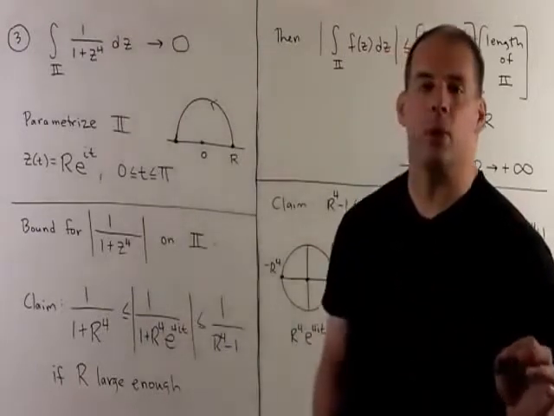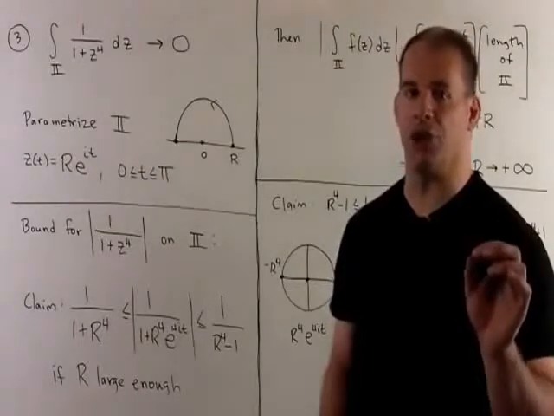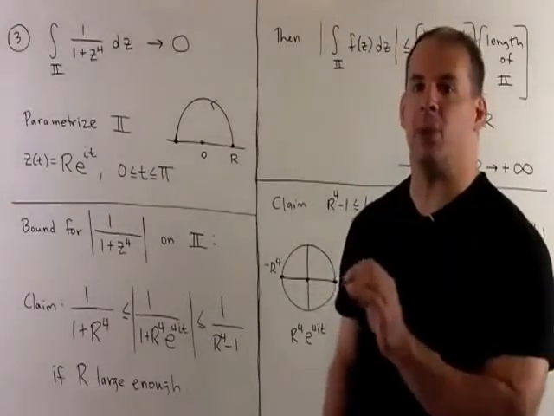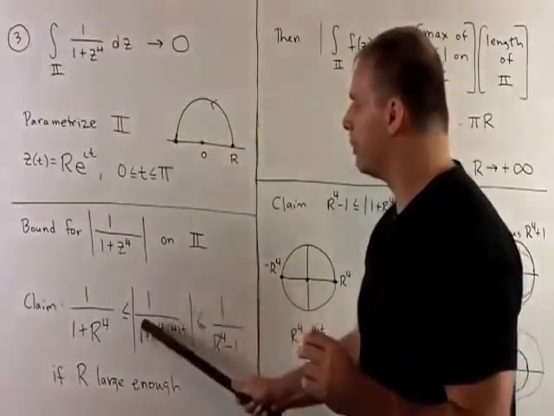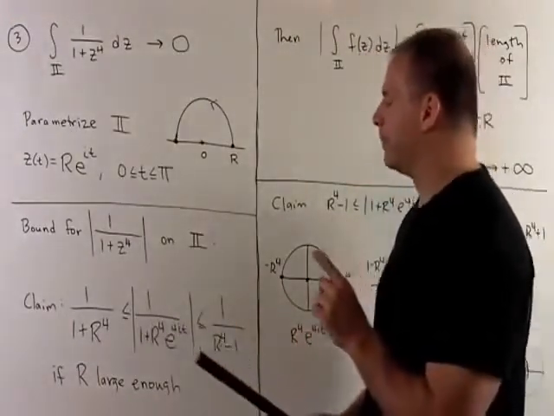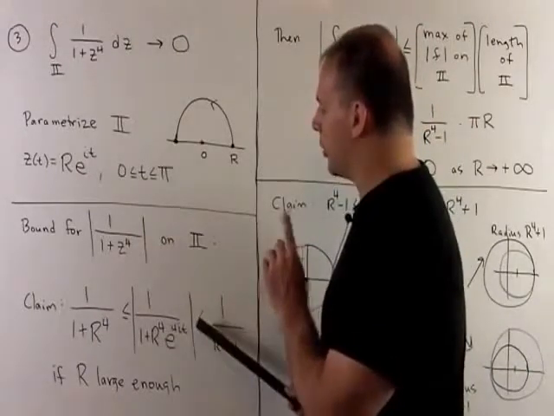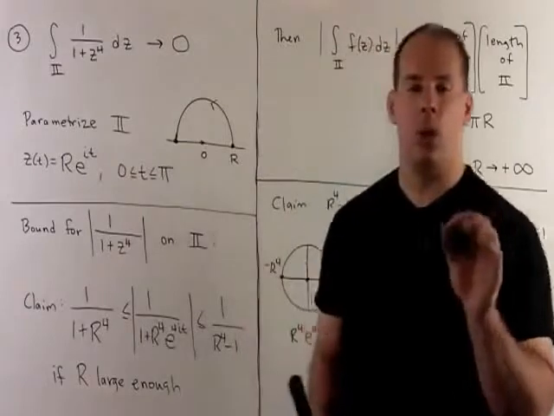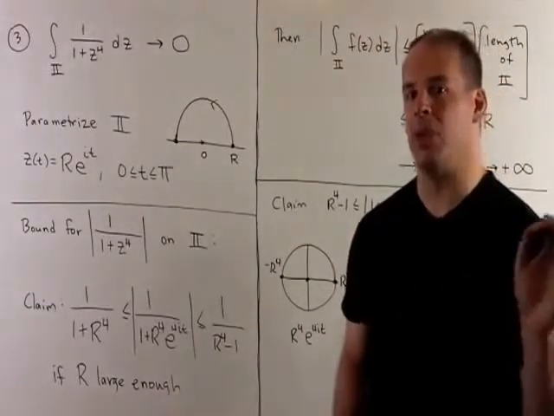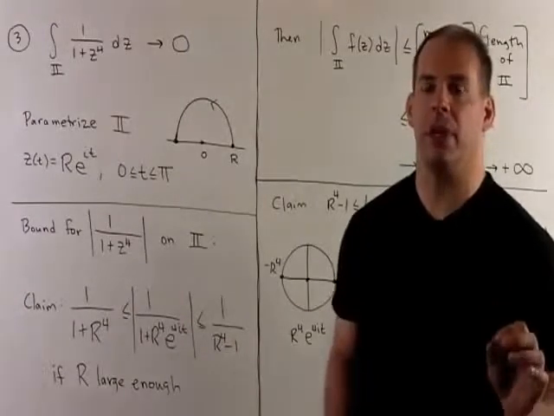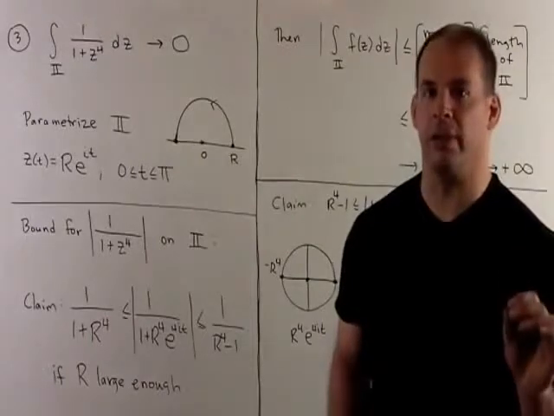Now, with the parameterization, we're trying to find a bound for the modulus of our function. Where we have a z, we're going to put in r e to the it. That's going to give us this term here. Then our claim is that the modulus of our function on the curve is between 1 over 1 plus r to the 4th and 1 over r to the 4th minus 1, if we let r be large enough. Since we're going to take the limit as r goes off to infinity, we'll hit large enough eventually.